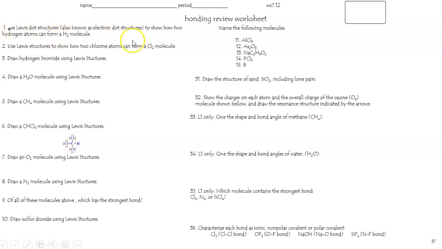Use Lewis dot structures to show how two hydrogen atoms can form an H2 molecule. I would accept just a single bond between them, knowing that a bond is 2 electrons. So something like that would be fine. If you just draw a line, that was fine. This one is isoelectronic with helium, as is this.